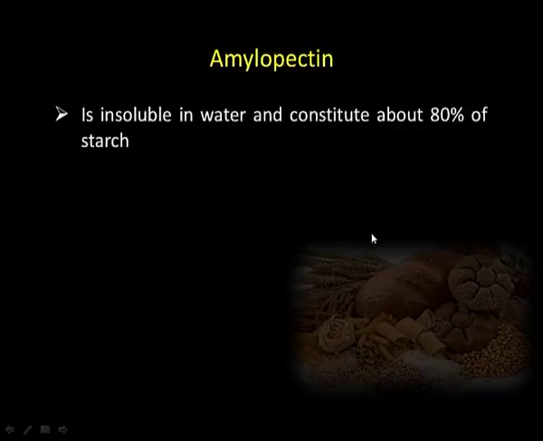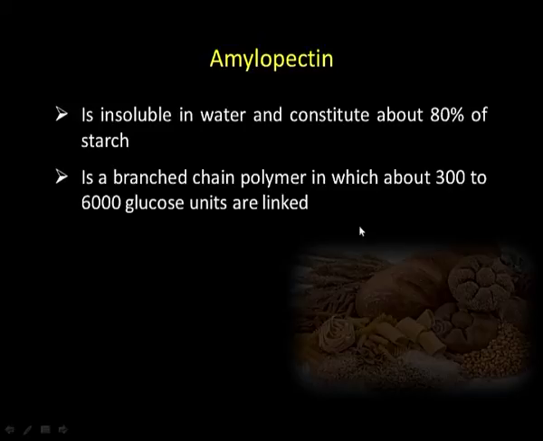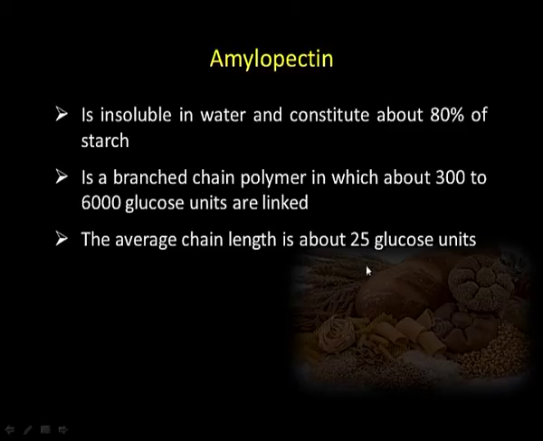Amylopectin is insoluble in water and it constitutes about 80% of starch. So, 20% is amylose which is water soluble, and 80% is amylopectin which is water insoluble. It is a branched chain polymer in which about 300 to 6000 glucose units are linked, and the average chain length is about 25 glucose units. The glucose units are linked in the same way as in amylose. They have alpha glycosidic linkage between C1 of one glucose unit and C4 of the next glucose unit.